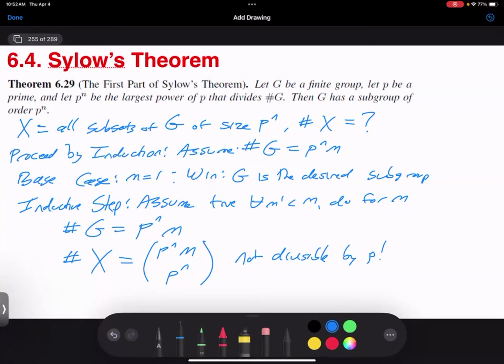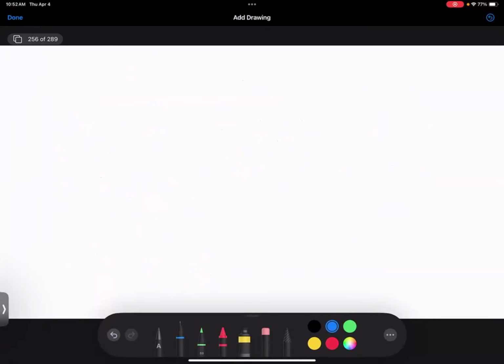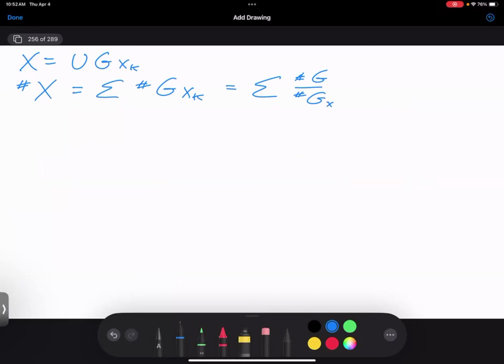Okay, so we know it's not divisible by P. So now we can start decomposing things. We know we can write X as a union of orbits, G x_k. And so if we want to look at the size of X, that's going to be the sum of the sizes of the orbits. And that's going to be the sum of the order of G divided by the order of the stabilizer of x_k. So here, this is the orbit, and here, this is the stabilizer. What are the possible values for the size of the stabilizer?